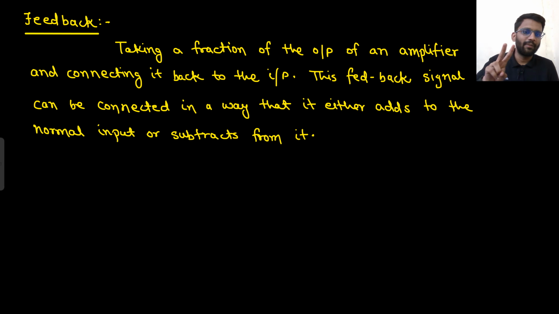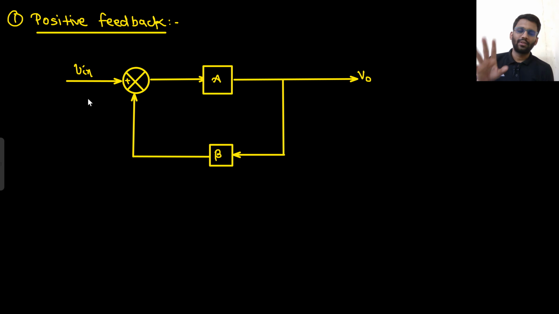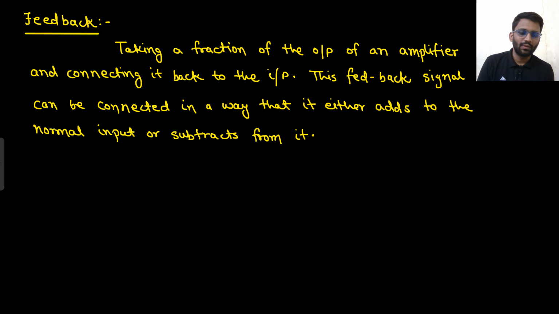So there are two kinds of feedback: negative feedback and positive feedback. Because you will be getting some output, then it is being fed back to the input. Now it can be added as well or it can be subtracted as well. So first we will study positive feedback. Before that, let's make a system without any feedback.